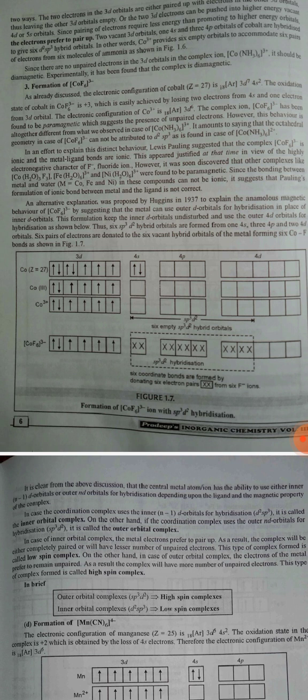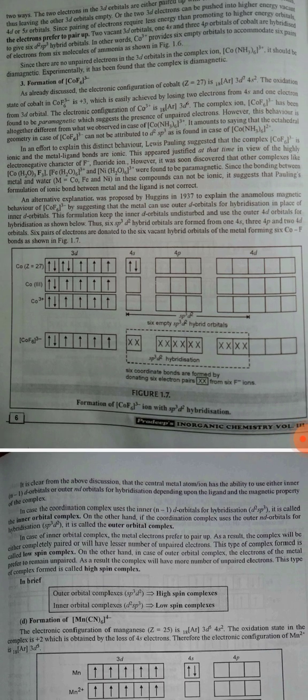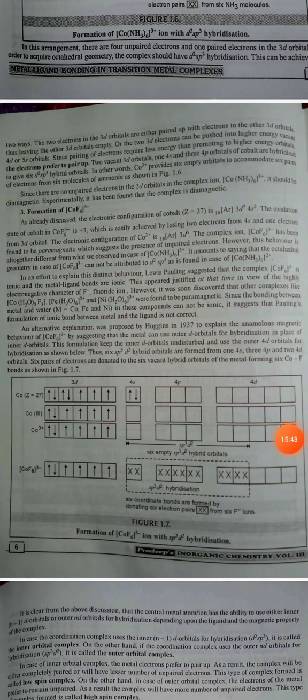This appeared justified at the time in view of the highly electronegative character of the F⁻ fluoride ion. However, it was soon discovered that other complexes like [Co(H2O)3F3], [Fe(H2O)6]³⁺, and [Ni(H2O)6]³⁺ were found to be paramagnetic, since the bonding between the metal and the water in these compounds cannot be ionic. It suggests that the Pauling formation of ionic bond between metal and the ligand is not correct.